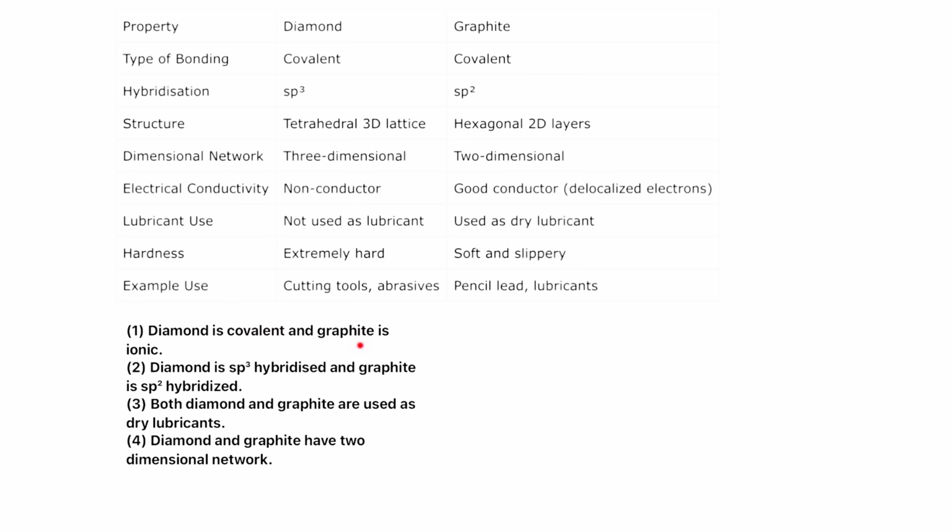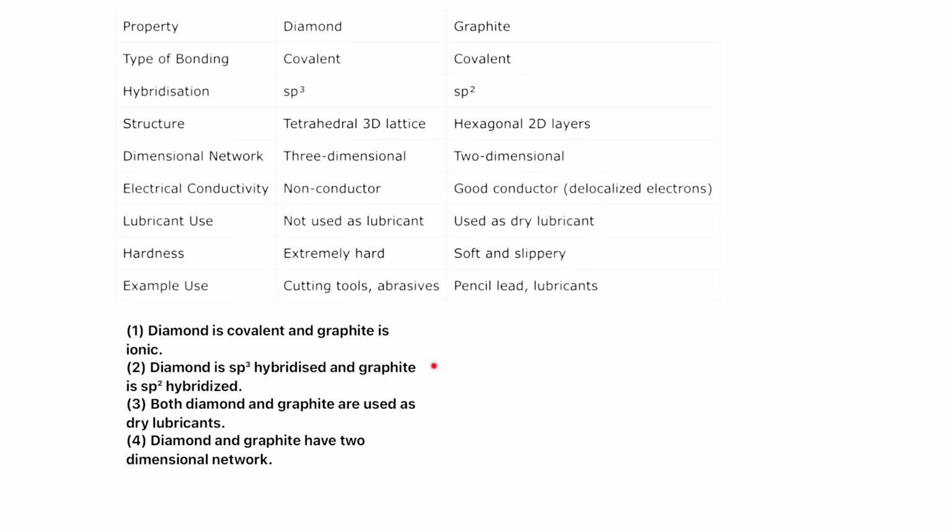Diamond is covalent and graphite is ionic. It is incorrect. Both diamond and graphite are covalent. They are covalent allotropes of carbon, and there is no ionic bonding in graphite. Remember it. What is the second statement? Diamond is sp3 hybridized. Correct. In diamond each carbon is sp3 hybridized, forming 4 sigma bonds in a 3-dimensional tetrahedral structure. Remember it. So how many sigma bonds? 4 sigma bonds. What is the type of structure? 3D tetrahedral structure. Got it right?